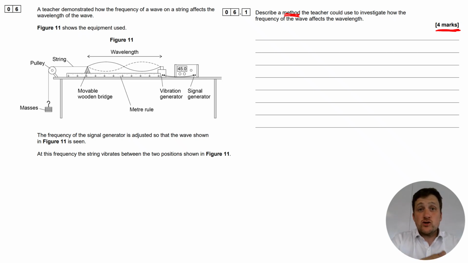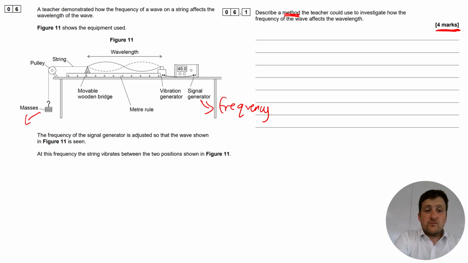So what do we have here in our diagram? Again, we've got a figure, it's useful to use. Signal generator. What is the point of the signal generator? That is for frequency. Okay, it's really important. What's the point of the masses? Well, we need to say we're going to keep the same mass every time we do this, okay? And I have a movable bridge. What are we going to move? Shockingly, it's the movable bridge. So this is going to be our independent variable. This is going to be our control variable, okay?